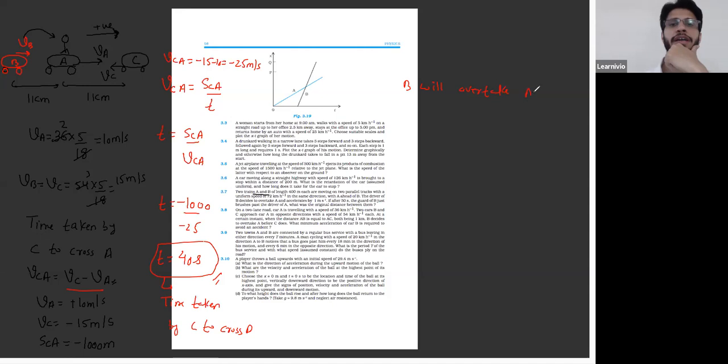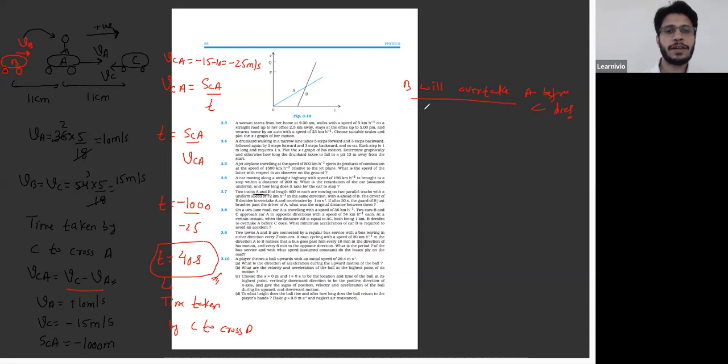Now B will overtake A before C does. So this C will cross A in 40 seconds. So how much time should B take to overtake A? The question is saying that B will overtake A before C does. So how much time would this B take to overtake A? Less than 40 seconds. Great.